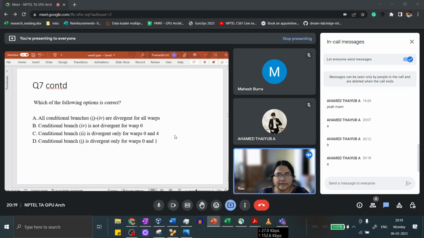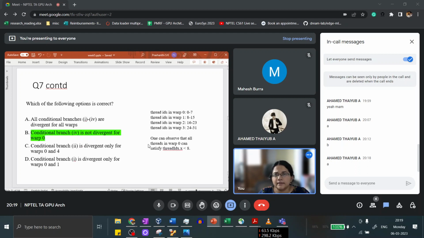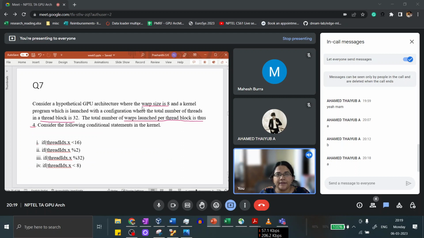Okay, let's go ahead and take a look at the answer. It is B. Conditional branch 4 is not divergent for warp 0. So first let's write down the thread IDs corresponding to every warp, right? We are told that the warp size is 8 and the number of threads in a block is 32, right? So you have 4 warps. This is simple multiplication. Total number of threads per block is 32, warp size is 8, number of warps is 4.